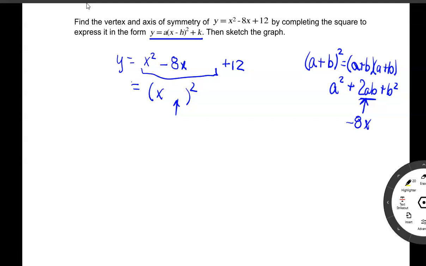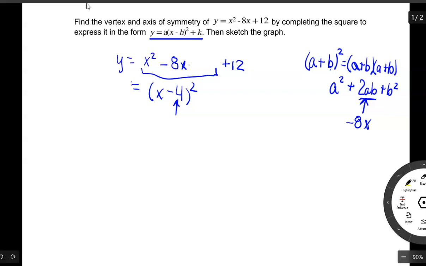So if 2ab is negative 8x, ab would just be negative 4x, dividing by 2. So the ab has to be negative 4x. The x is the a, so that means the minus 4 is the b right here. So we just kind of did that backwards. We'll actually write that out here to the side in just a minute.